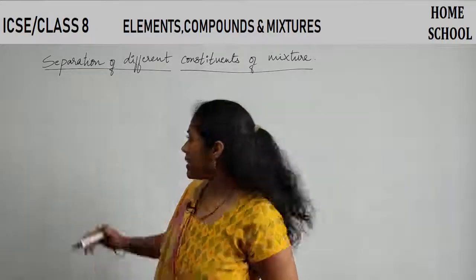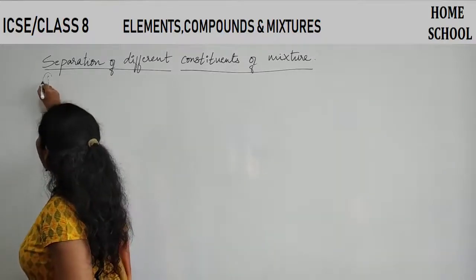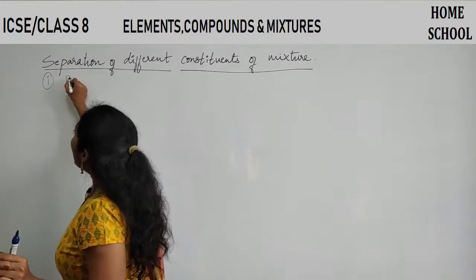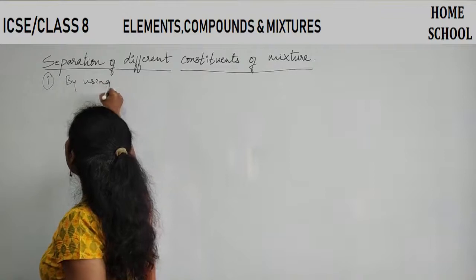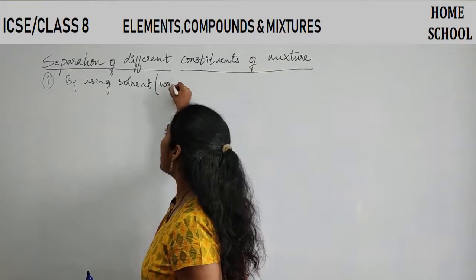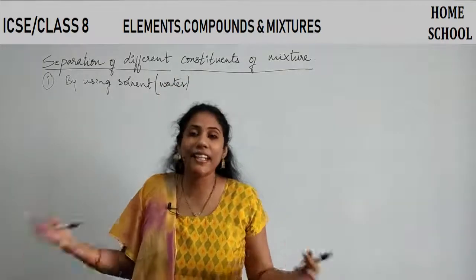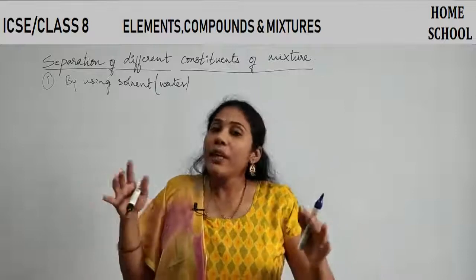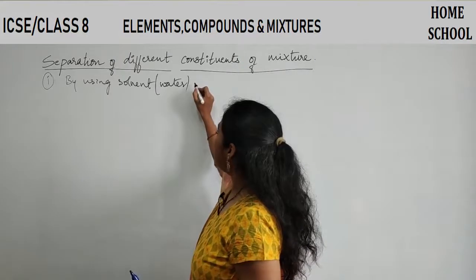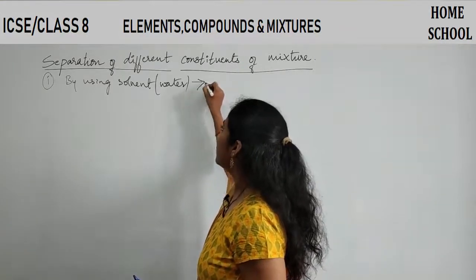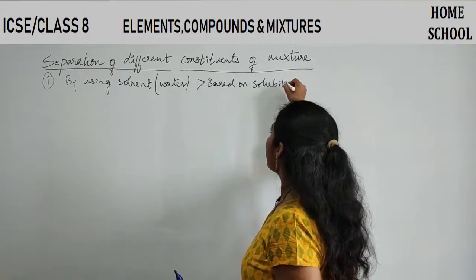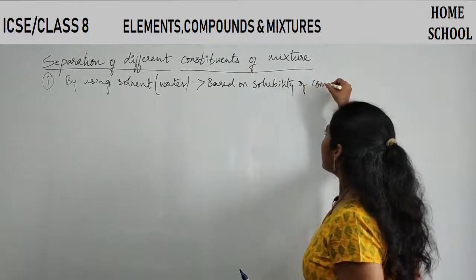Clear? Coming to the first separation method, we are going to learn how to separate the components of a mixture by using a solvent. The best solvent we select is water. Here solvent is nothing but water. A solvent is any liquid. So with the help of a certain liquid, we can separate the components of a mixture. And this method is purely based on solubility of components. Yes or no? Solubility of components.